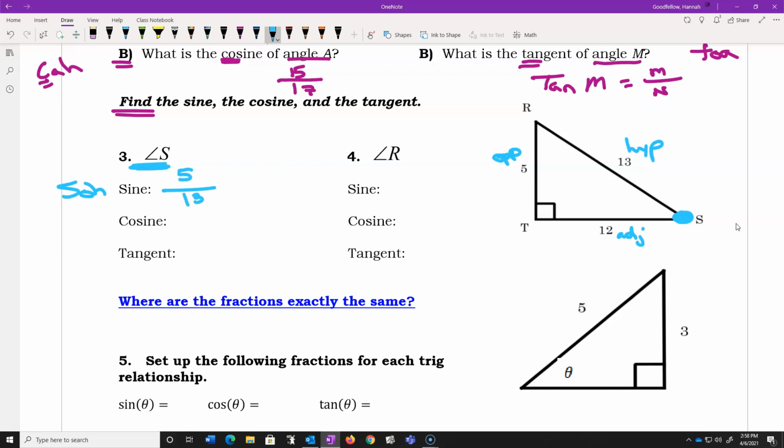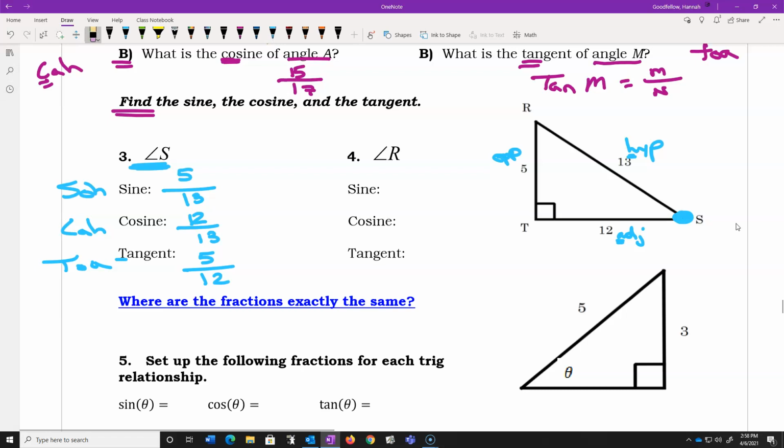Really? That's awesome. Cosine would be CAH. Cosine would be the adjacent and the hypotenuse, which would be 12 and 13. And tangent would be TOA. And TOA is an opposite and an adjacent combination, or 5 over 12. Now, if that's the idea from the S perspective, if we changed our perspective to a different location, like R, it would change the fractions.